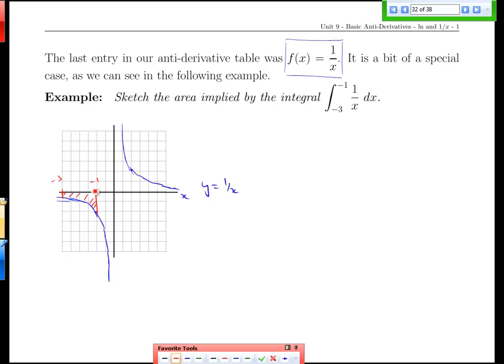So, we should put quotes around the area here. This integral would be negative because the function lies below the x-axis, but it's a perfectly reasonable integral there. So, yeah, we should just be able to go ahead. Now that we have visualized what this integral represents, and we know that there's an antiderivative of 1 over x, we should be good to go.